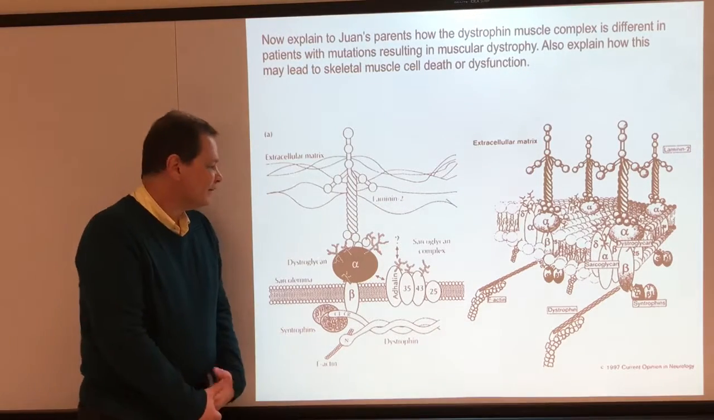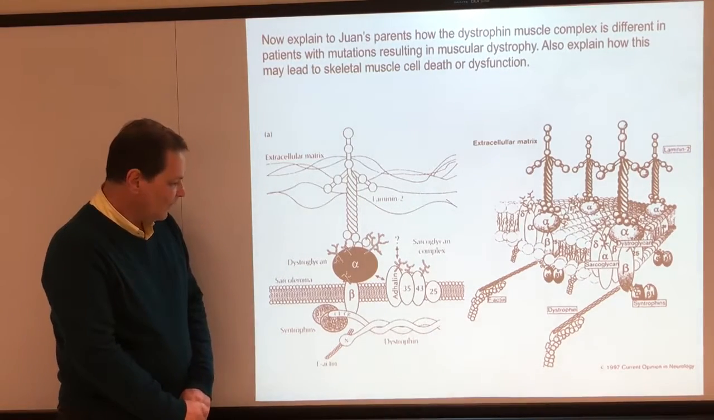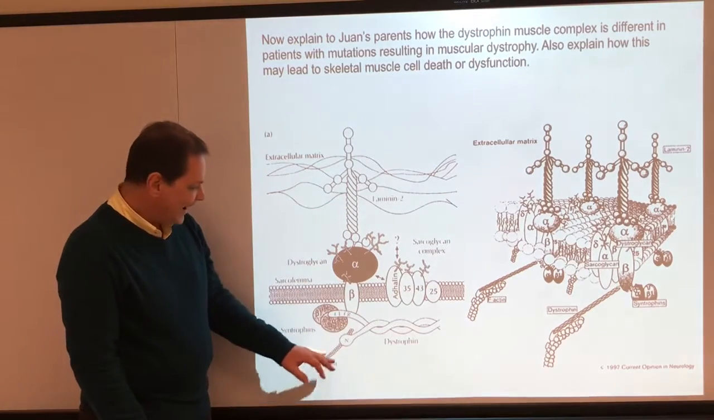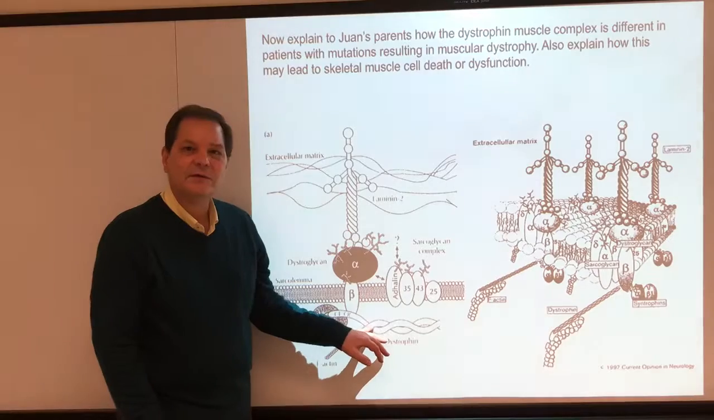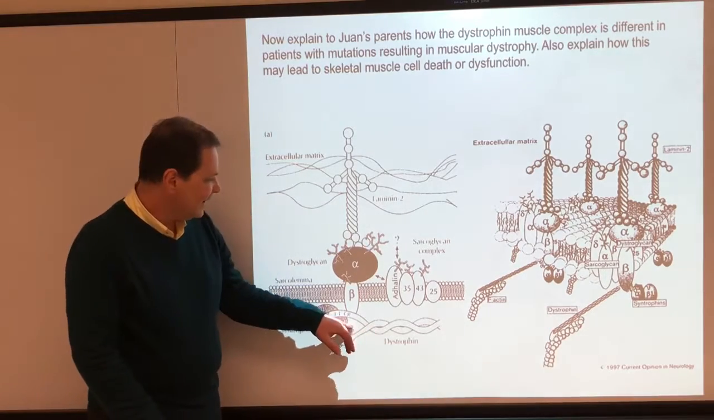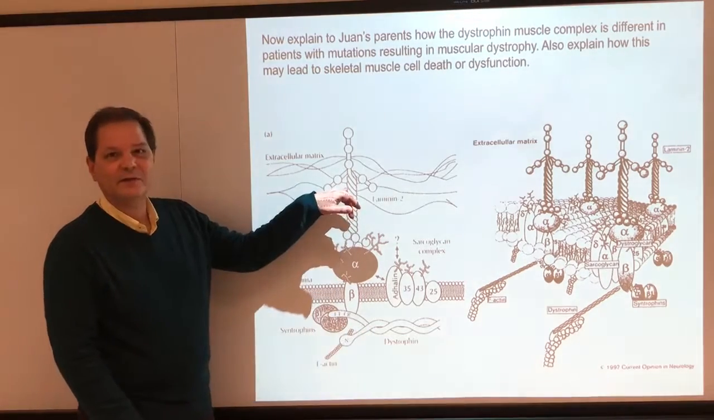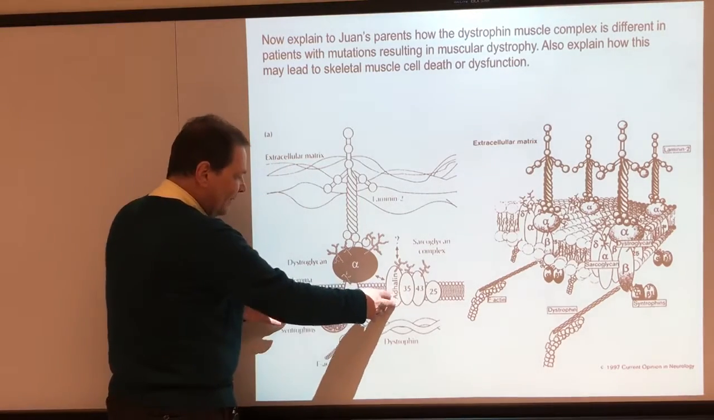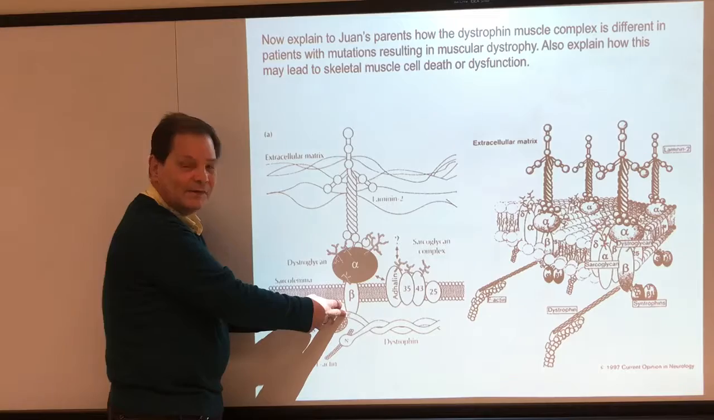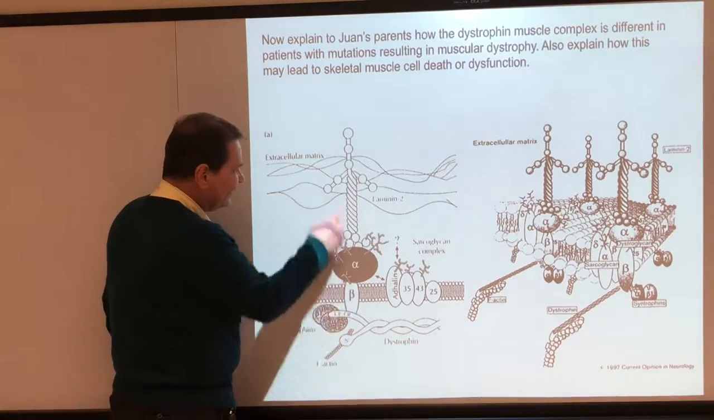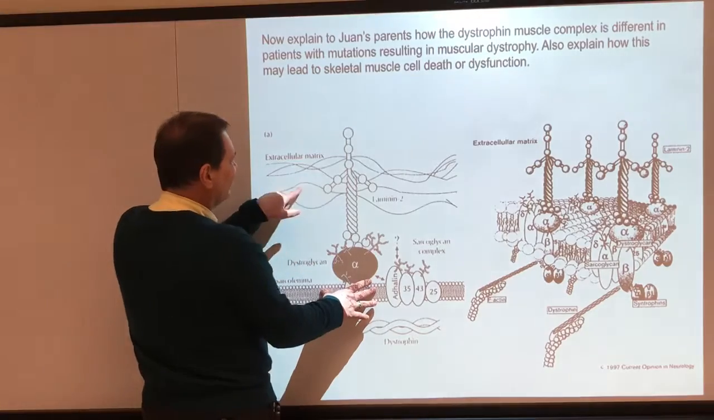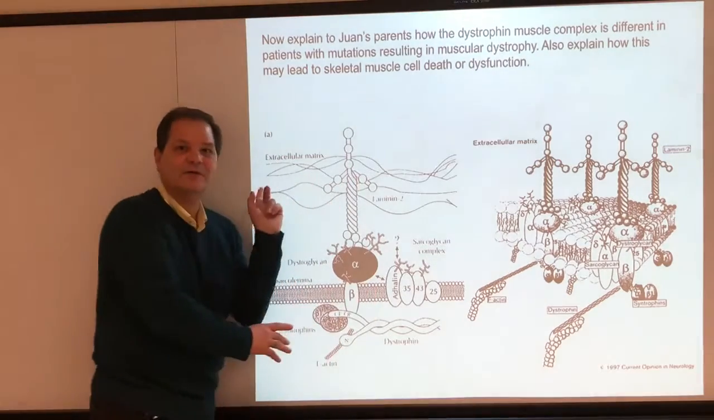Now explain what happens when you have a mutation. Well, this connection is no longer there. So now the inside of your muscle contracts, but there's no connection through the membrane to the extracellular matrix. So what happens? The cell contracts, the membrane's being dragged along as the cell contracts, and because this connection is not there, the membrane is bearing the force that's needed to drag the extracellular matrix along.